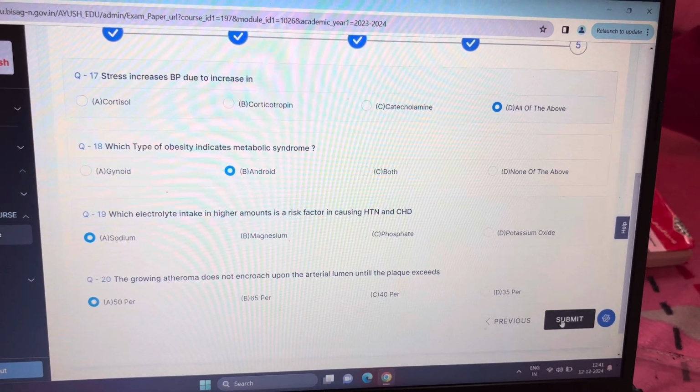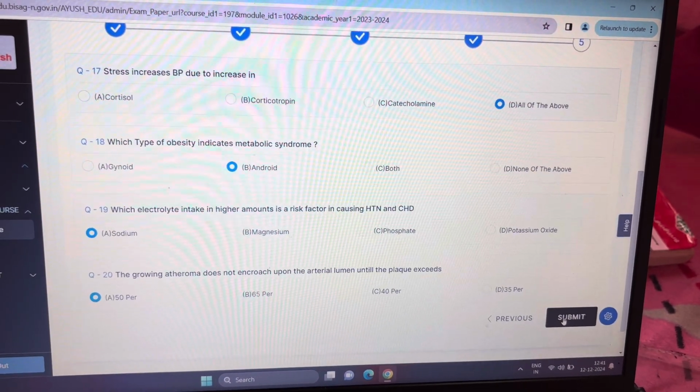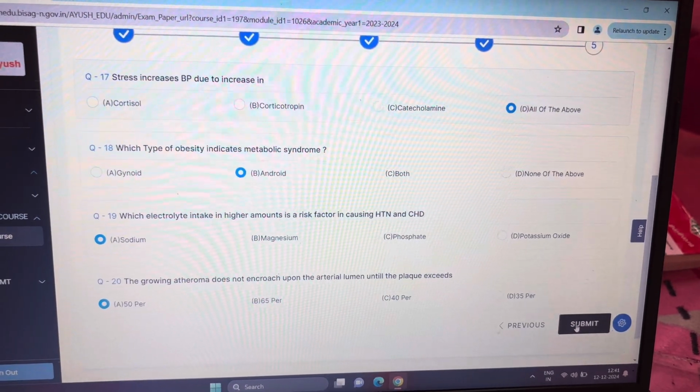Answer of question 17 is D, all of the above. Answer of question 18 is B, android. Answer of question 19 is A, sodium. Answer of question 20 is A, 50 percent.